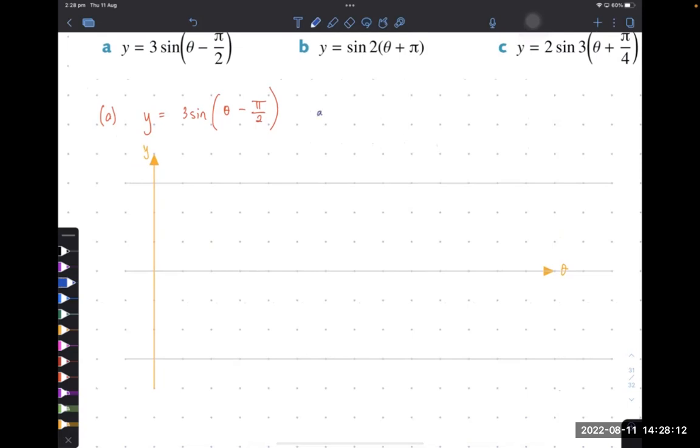So we know our amplitude is 3. What's our period? 2 pi over n. What's our n value here? 1. 2 pi over 1. Why 1? N equals 1. So we got 2 pi, yeah?